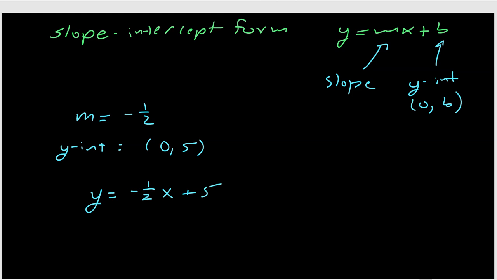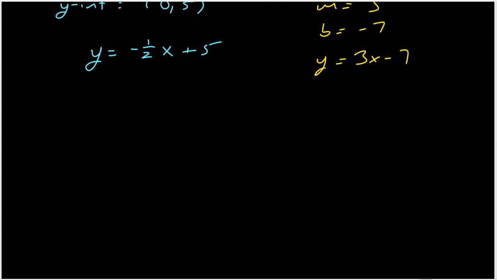Now, just be careful if the y-intercept is negative, that you have a minus. So if you're given that the slope is 3 and the y-coordinate is a negative 7, then this would just be y equals 3x minus 7. Okay? So those are kind of the easiest ones because you just have to make the substitution. Now, what happens if you're not given the y-intercept?